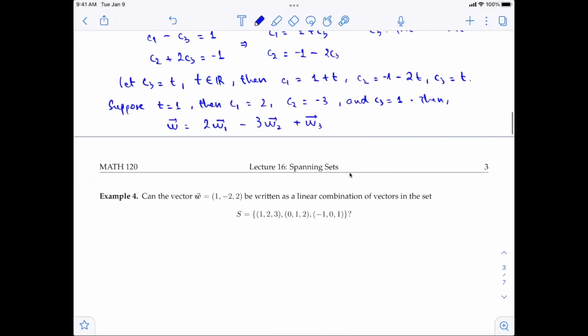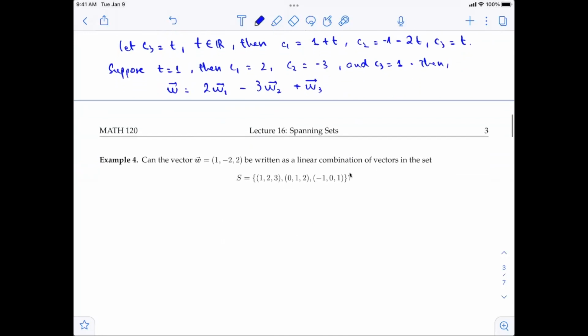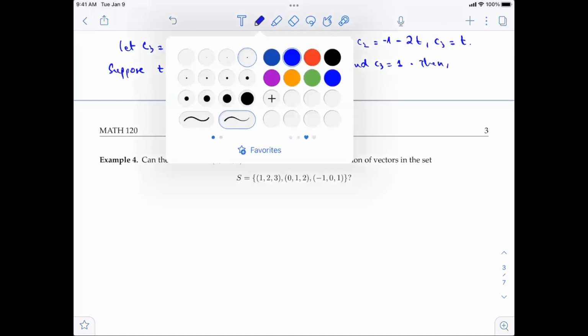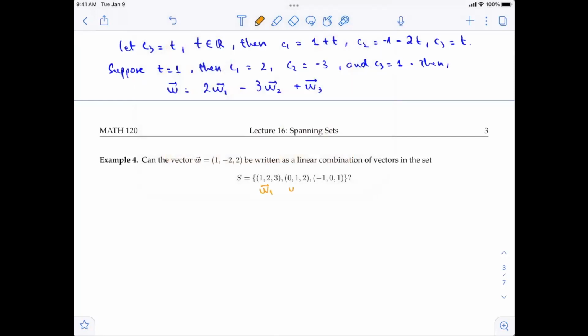Similarly, we move to the next example, and we want to know whether the vector W of the form 1, -2, 2 can be written as a linear combination of also the three vectors in the same set, the set S, right? So we're going to follow the same procedure as the previous example, that we're going to set up the vector equation, supposing W can be written as a linear combination of W1, W2, and W3, and see what happens.